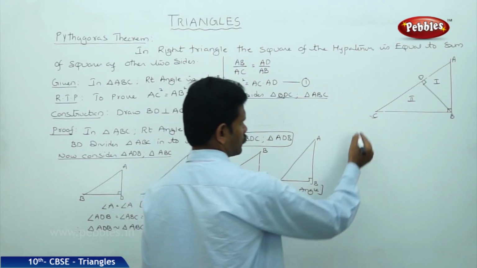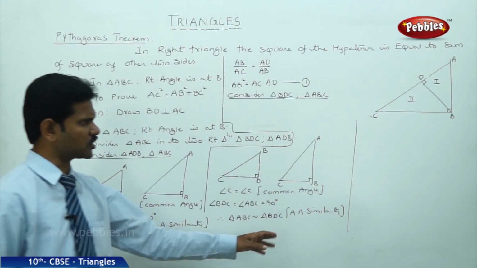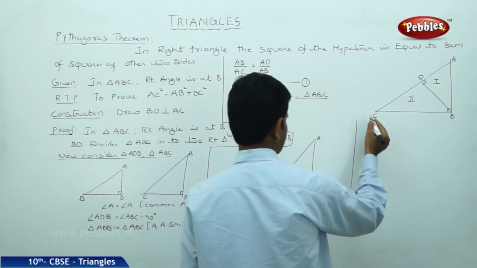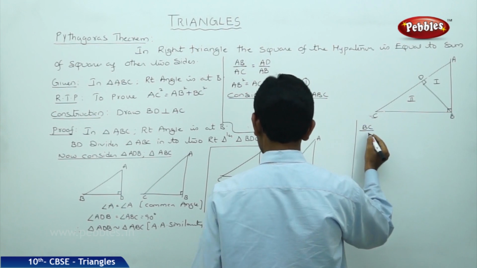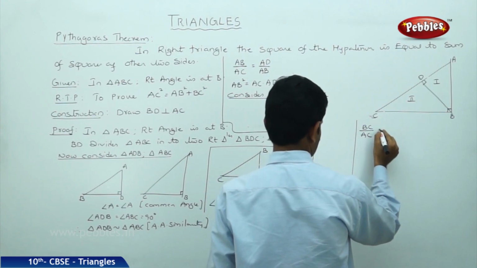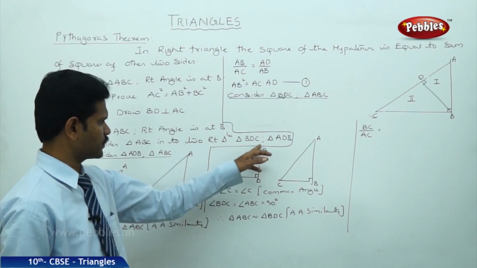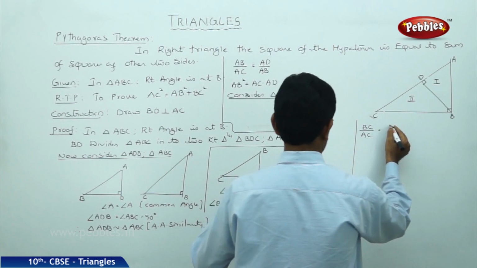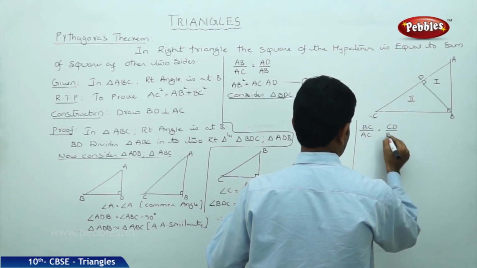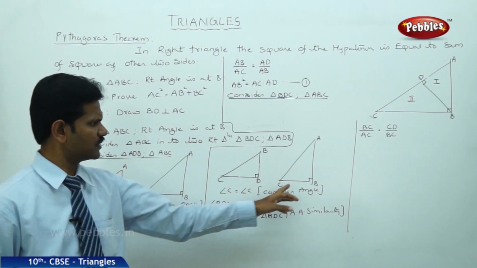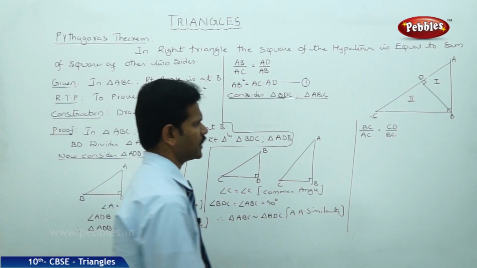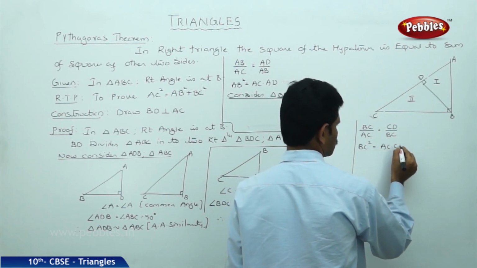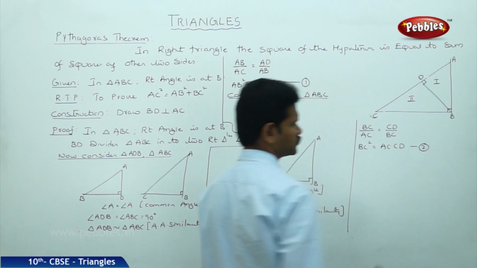Now since these two triangles are similar, compare the sides. BC by AC is equal to CD by BC. Now cross multiply. BC square is equal to AC into CD. This is equation 2.